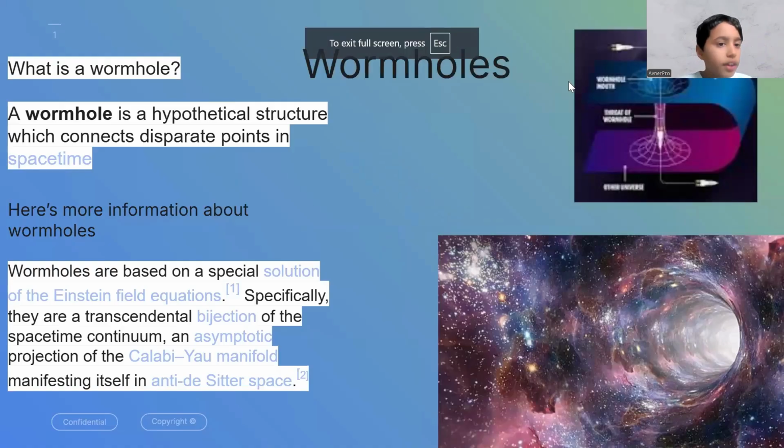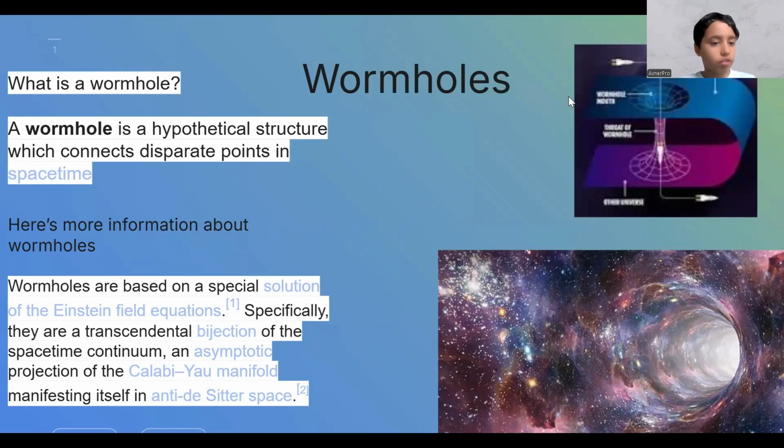Wormholes. What is a wormhole? Okay, so what's a wormhole basically? A wormhole is a hypothetical structure which connects disparate points in space-time. Here's some more information about wormholes. Wormholes are based on a special solution of Einstein's field equations.